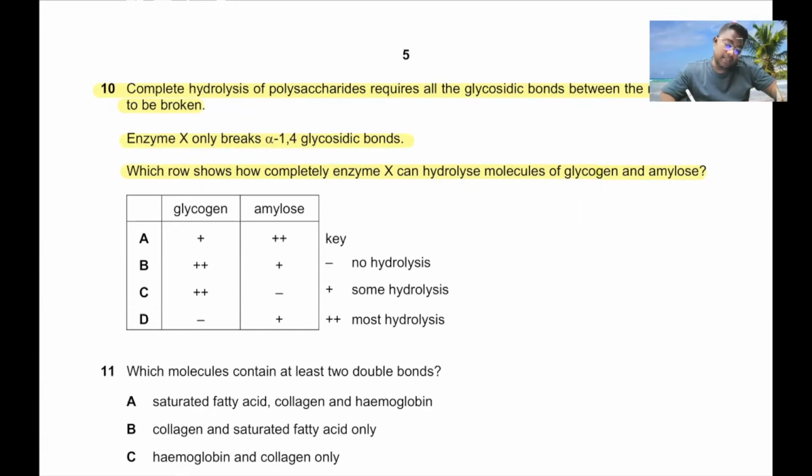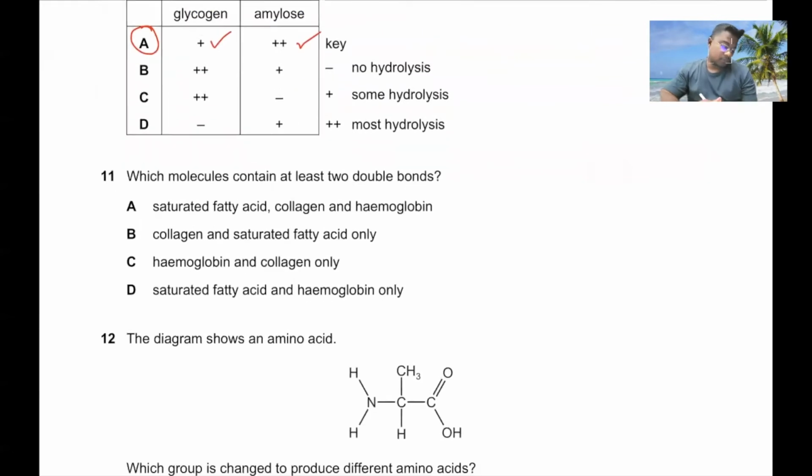Only 1 plus means some hydrolysis and 2 plus means most hydrolysis. Since this particular enzyme can break down only 1,4 glycosidic bonds, for amylose there will be full hydrolysis. However, for glycogen, there will be a partial hydrolysis. So 10A is the correct answer. Question number 11. Which molecules contain at least 2 double bonds? At least 2 double bonds.